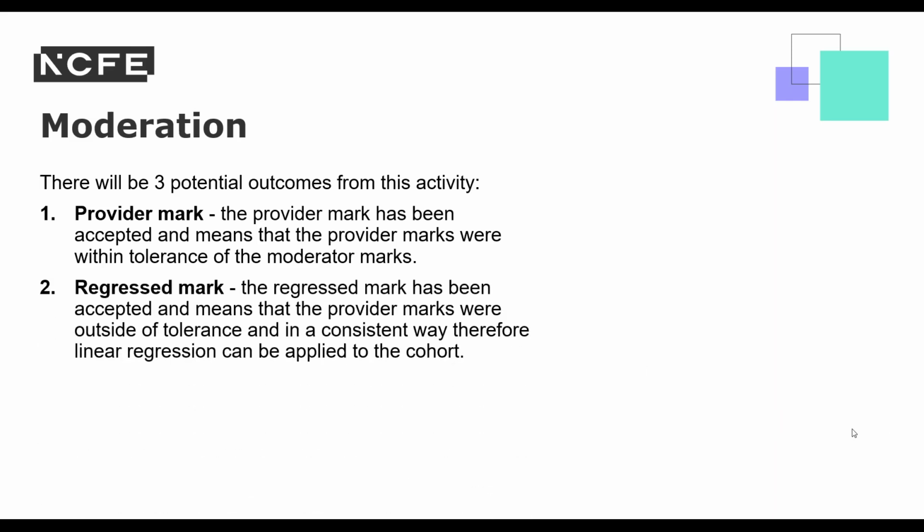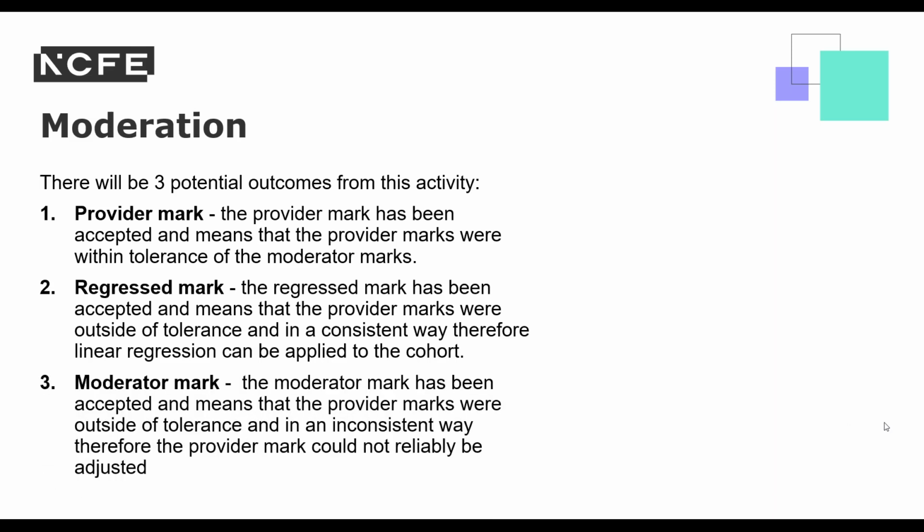Number 2 is the regressed mark. Confirms that the regressed mark has been accepted. This means that the provider marks were outside of the tolerance, but in a consistent way. For example, all marks are higher than the moderator, or all marks were lower than the moderator, with a difference larger than twice the tolerance. Therefore, linear regression can be applied to the whole cohort. The regressed marks have been applied for all students within that cohort.